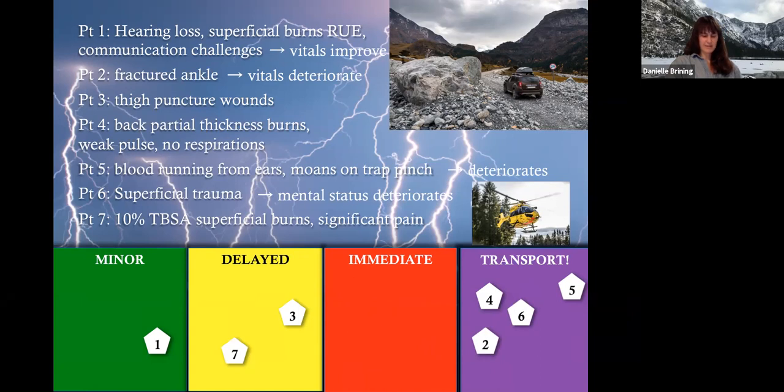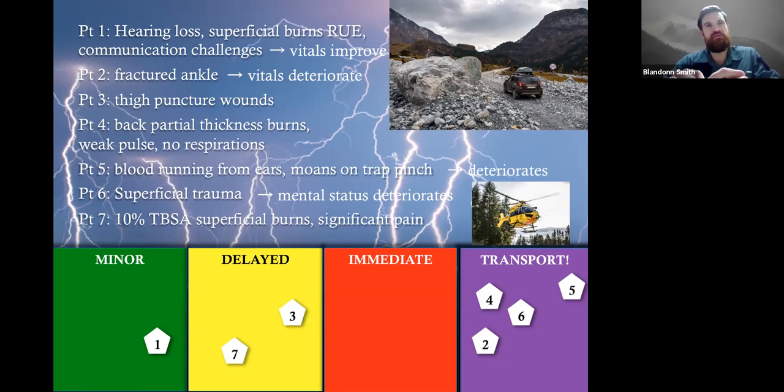Go either way. Okay, so we got all our immediate people gone. Who do you want to send on those BLS ambulances? In theory, you could send them all at the same time. You could put 1 on the cot and 2 on the bench. That's not an issue. It just depends on the configuration of the ambulance.